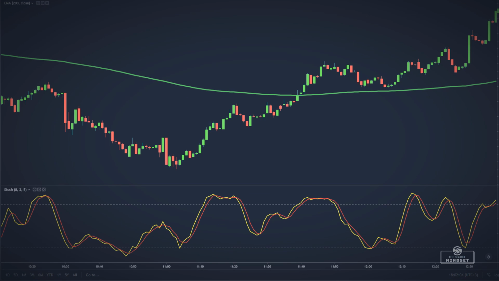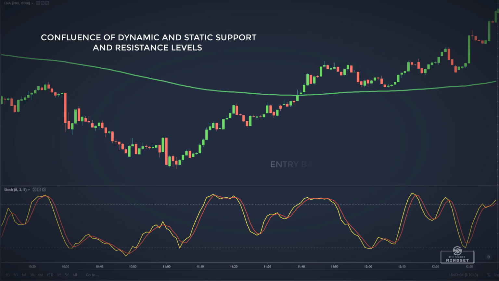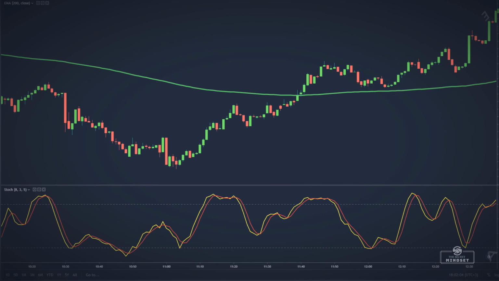So, now we have the full setup. We are looking for confluence of dynamic and static support and resistance levels, respectively recent market swings and 200 EMA, and we pull the trigger if we spot a divergence on the stochastic oscillator. Let's see this scalping strategy in action.